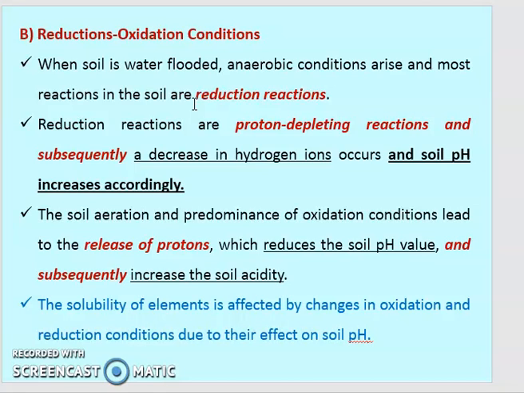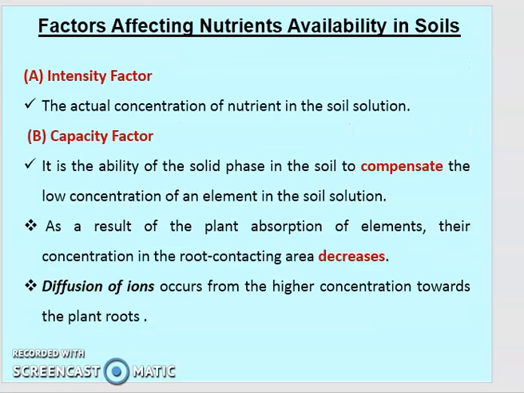Soil aeration and predominance of oxidation condition lead to the release of protons, which reduce the soil pH value and subsequently increase the soil acidity. The solubility of elements is affected by changes in oxidation and reduction condition due to their effect on soil pH. So these are the two important factors affecting soil nutrient solubility and availability in soil.